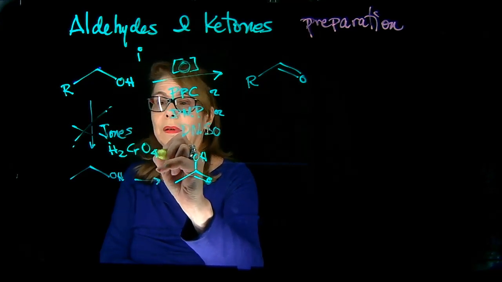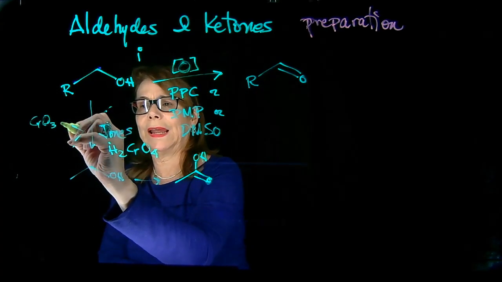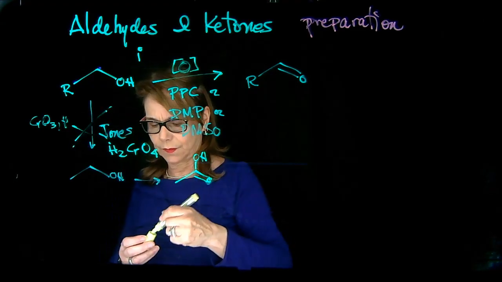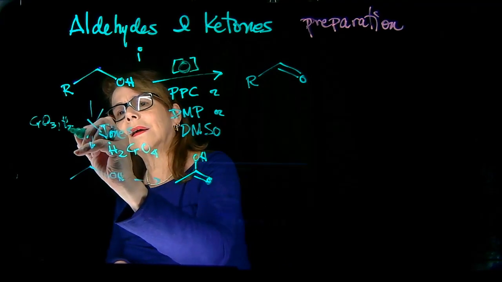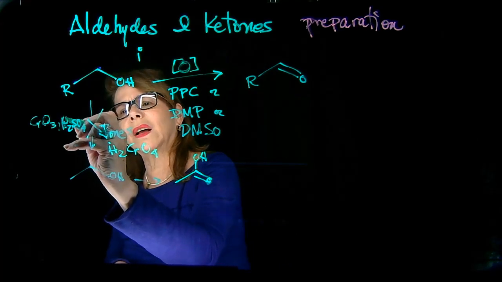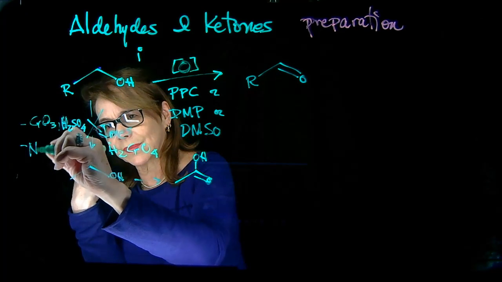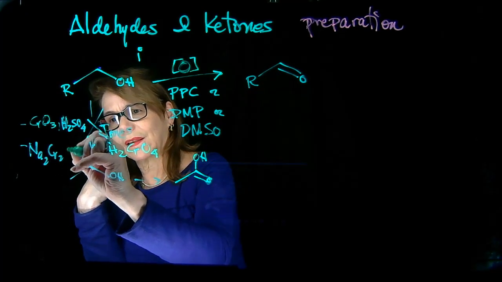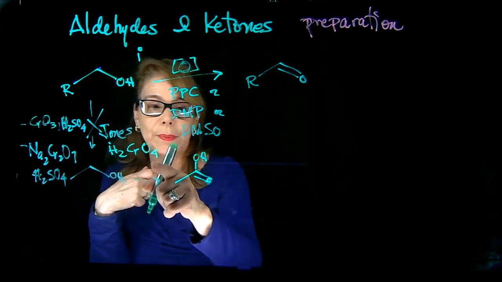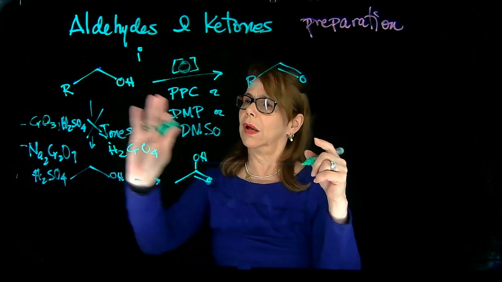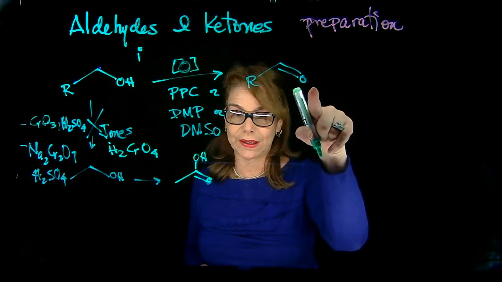And you can make it more than one way. You can do it with chromium trioxide and sulfuric acid, H2SO4, that's one way of making it. The other way is using sodium dichromate and sulfuric acid. Either way, you make chromic acid. That's a strong oxidizing agent. We're not using that because that will produce the carboxylic acid. And here we want to make an aldehyde.